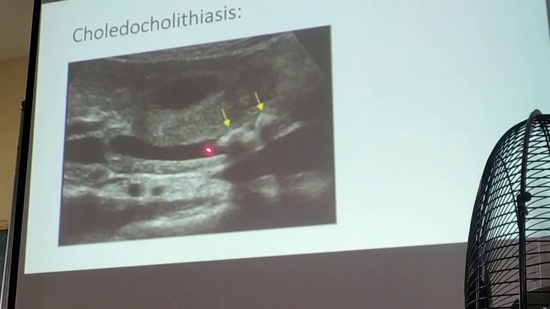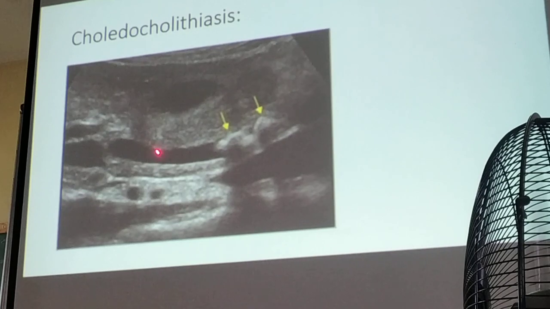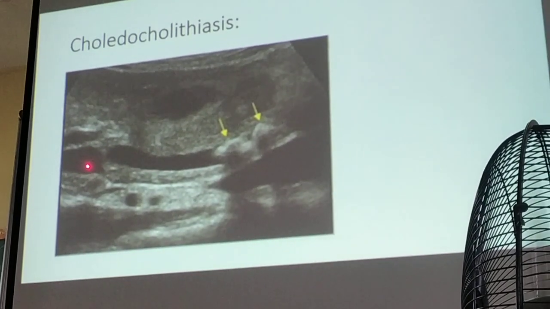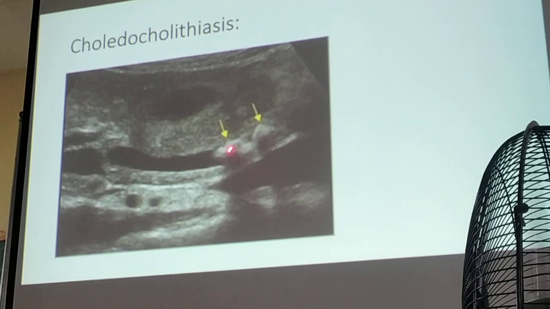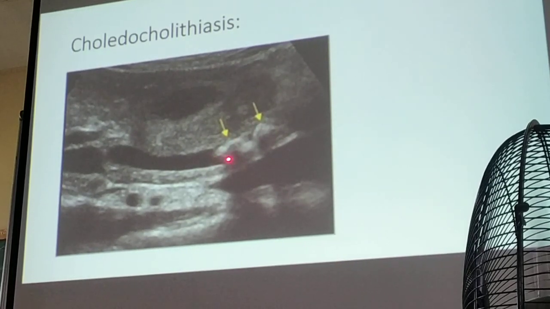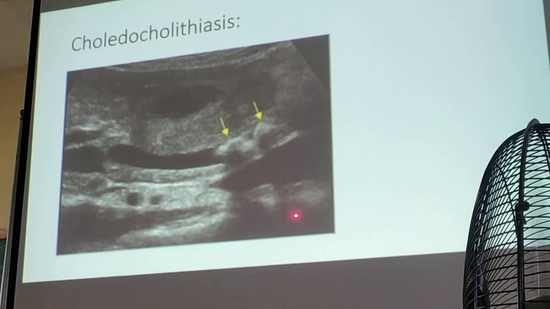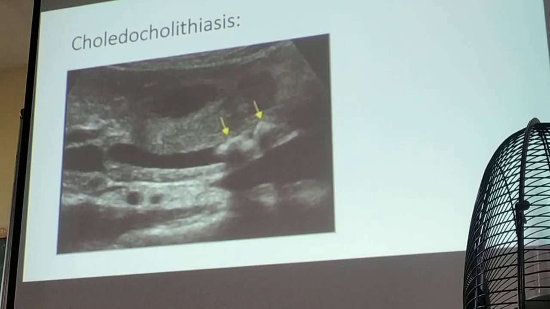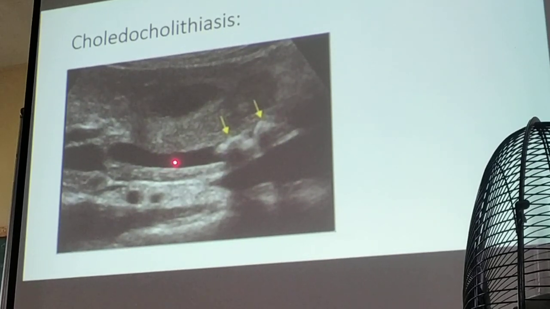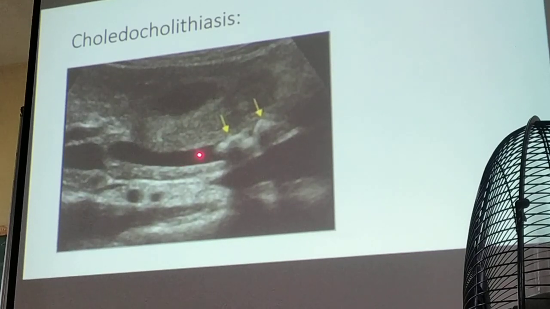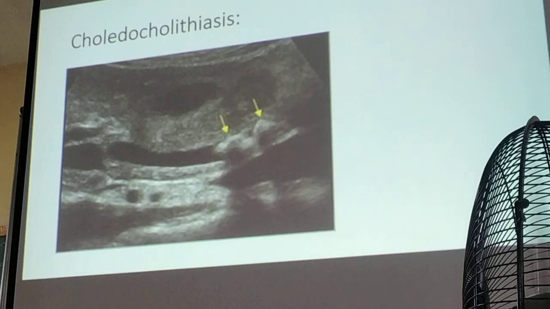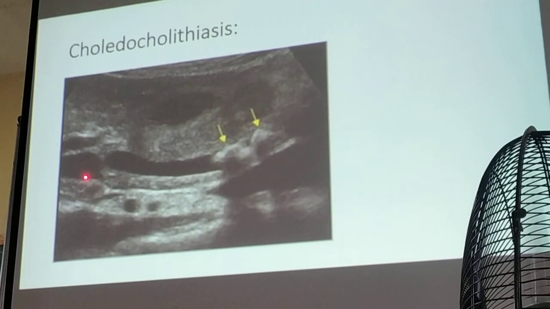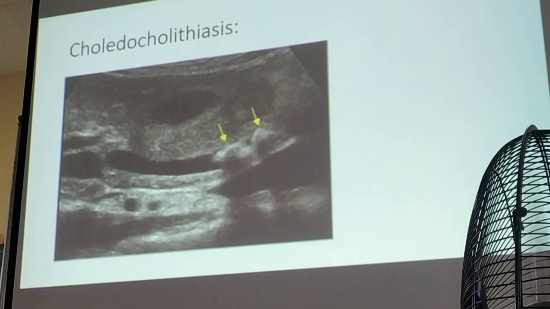Here you are. That is your portal vein. This is your CBD. So, CBD stones. As I've said, there would be posterior shadowing. Okay? So, don't mistake this as your gallbladder. Okay? Your clue here would be the portal vein, and above the portal vein would be your common bile duct.